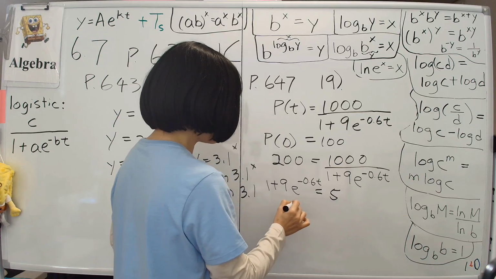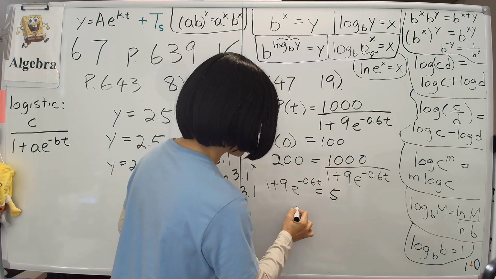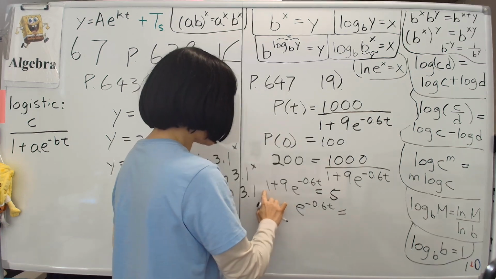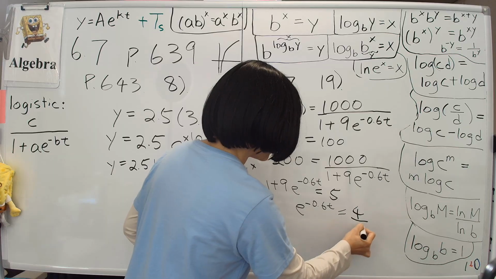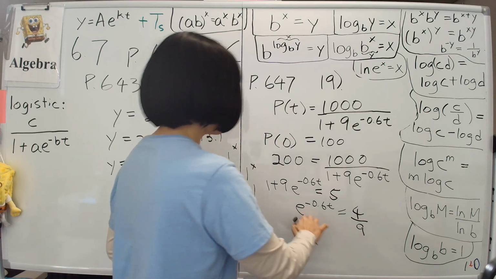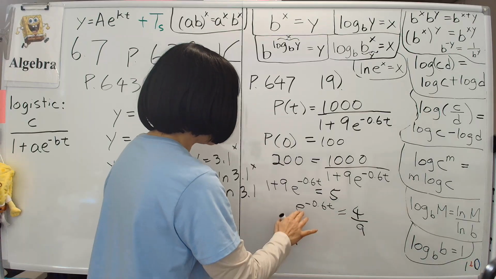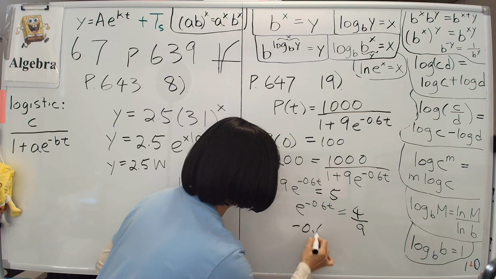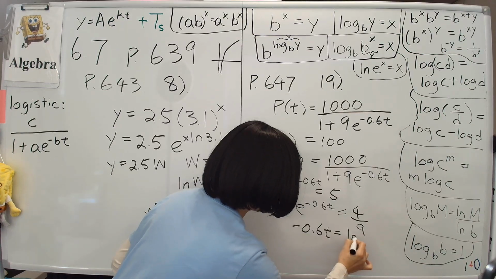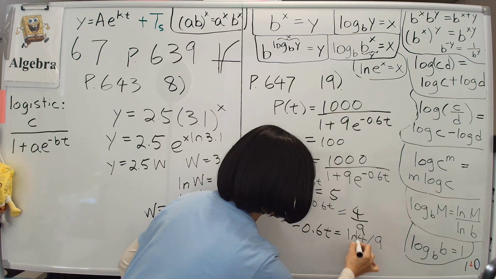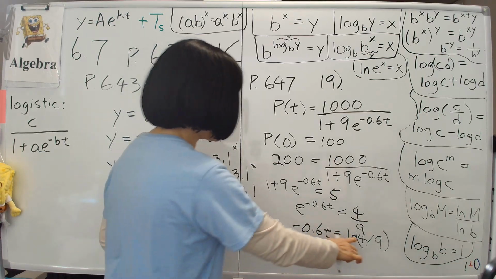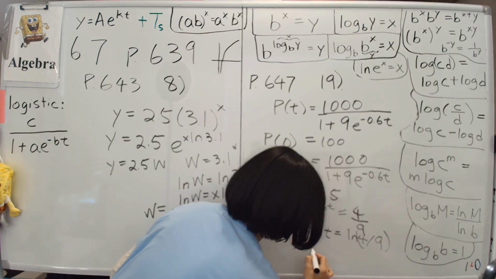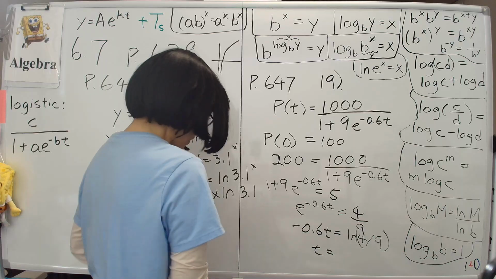Then e to the minus 0.6 t is going to be equal to 5 minus 1, which is 4, divided by 9, and keep going. We have to get rid of the e, so we take the natural log of both sides, which gives negative 0.6 t equal to natural log of 4 over 9 in parentheses. And then finally, t equals natural log of 4 over 9 divided by negative 0.6, which is what we're going to do right now. Okay, so t equals whatever, and let's figure that out.